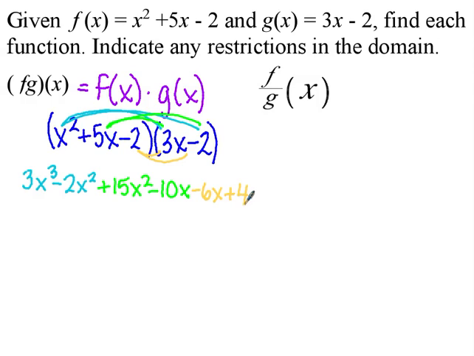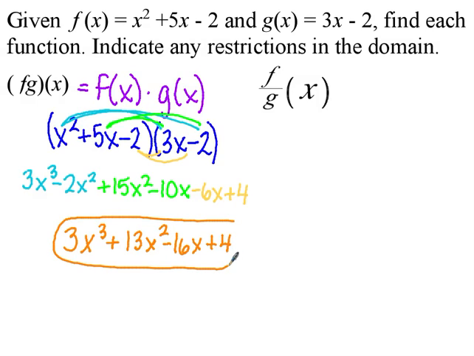Now we're going to look at combining and adding like terms. So I end up getting 3x cubed plus 13x squared minus 16x plus 4. And there you go, that's all it is. Once again, this isn't anything new. Fairly straightforward. We've done this before.